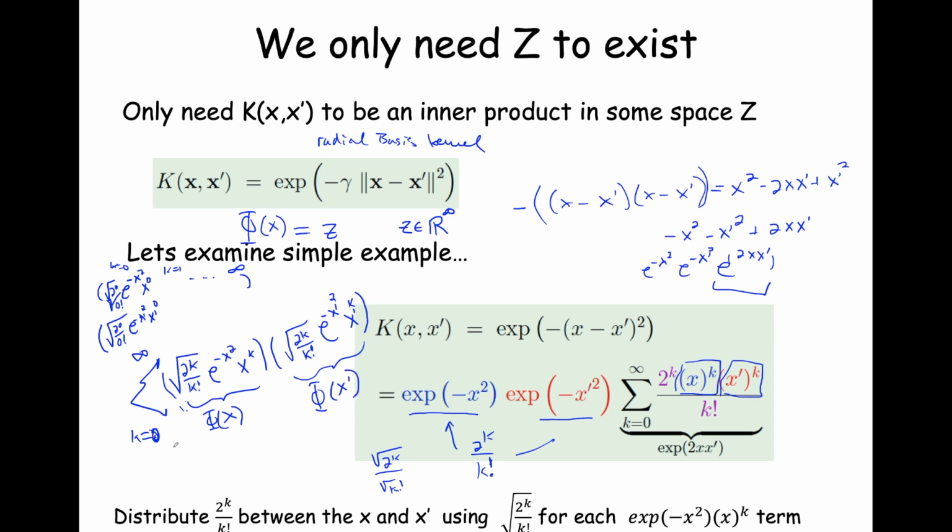All right. So this shows that this radial basis kernel, computed in X space representation, corresponds to an inner product in an infinite dimensional feature space Z.